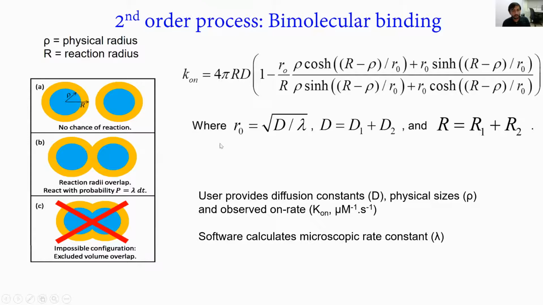So once you know the R0, you can calculate lambda. Once you have the lambda, then you can go here and calculate this probability. So the lambda times the time step of your simulation, if you multiply that, you will get a number between 0 and 1, right? And the software will draw a random number between 0 and 1. If the random number is less than that particular product, that probability, then a binding will take place.